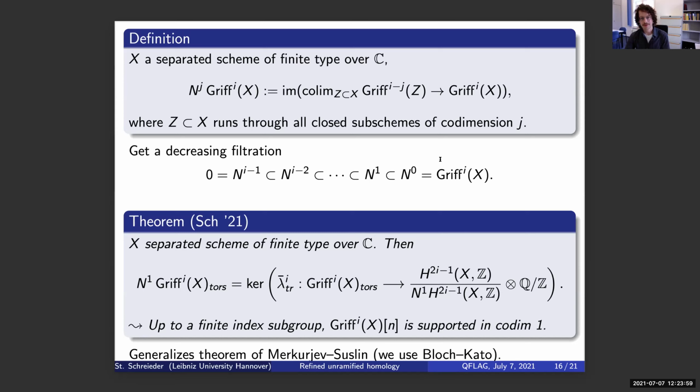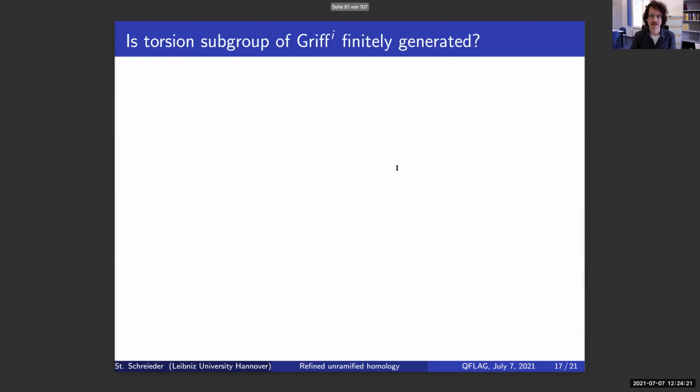All right, so what we find is that no matter what the codimension is, if you look at the N-torsion, then up to finite index subgroup, this N-torsion must lie in N^1. So you can go from N^0 to N^1. And then this almost looks like an inductive way how you can show that the Griffiths group has finite N-torsion. Okay, but this is not the case, and the second result will show this.